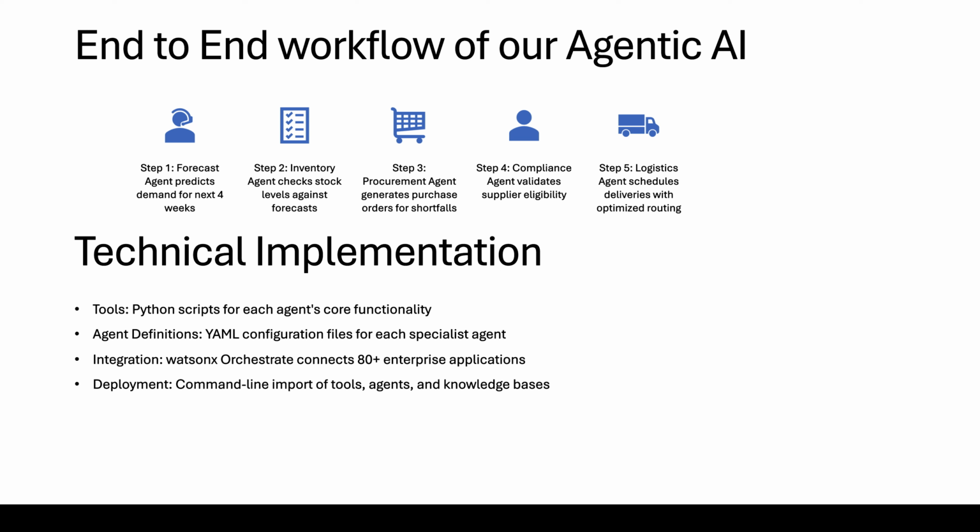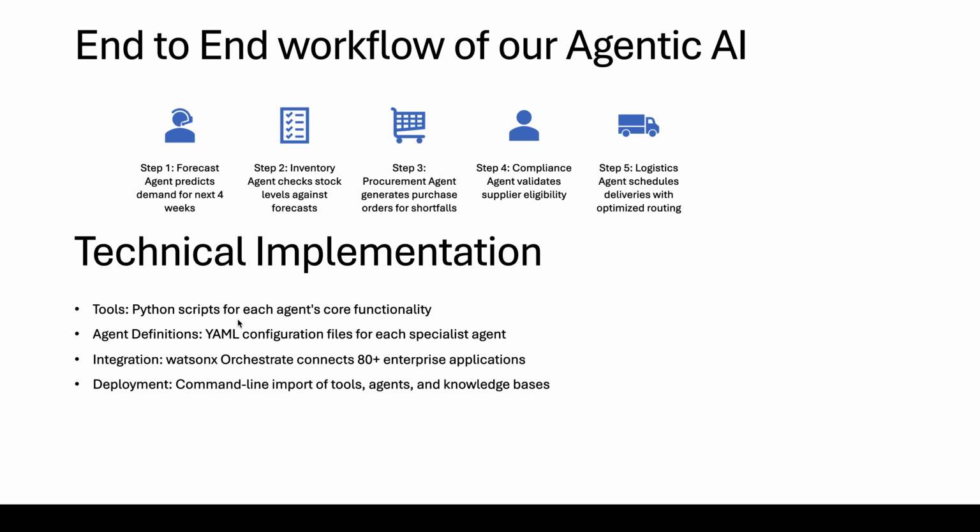The first one is the forecast agent, which predicts the demand for the next 4 weeks. Okay, step 2 is the inventory agent, which checks stock levels against the forecast. So as per the forecast, it will maintain the stock of the products. The procurement agent generates the purchase orders for shortfalls. The compliance agent validates the supplier eligibility and helps with various compliance-related queries for different suppliers. And the logistics agent will schedule the delivery with an optimized route, on time, without any delay.